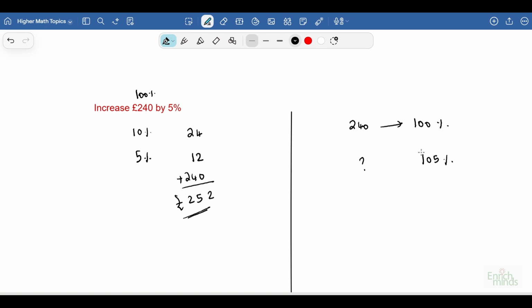So here we can have something in the middle. We can make use of one of the benchmark percents, maybe 1%. So if we can figure out what's 1% of 240, you have to divide 240 by 100 to get 2.4. So 2.4 pounds is 1%. So how much is 105%? To find 105%, you simply multiply 105 with 2.4.